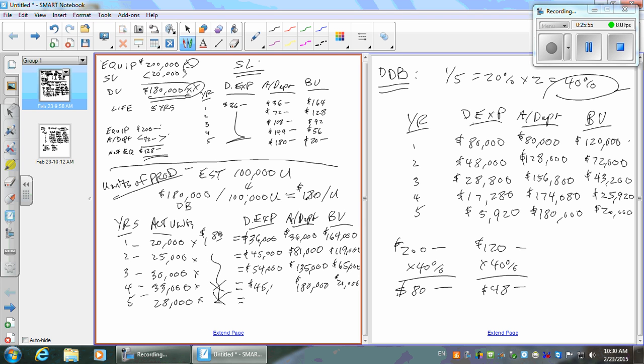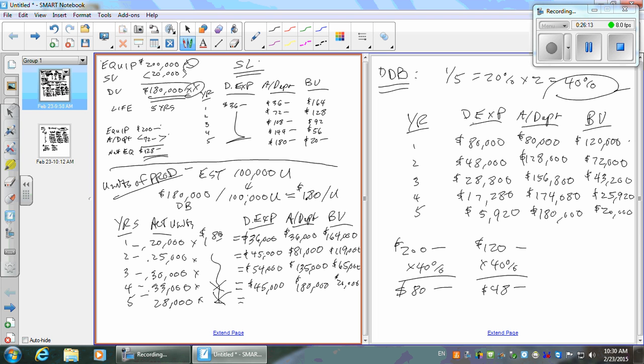45,000. And you know what? That's because we already had 20 plus 25 is 45, plus 30 is 75. How many could we do in this one? 25, which is 45. It's a miracle, right? Debit depreciation expense for 45, credit accumulated depreciation for 45, and we're done depreciating.